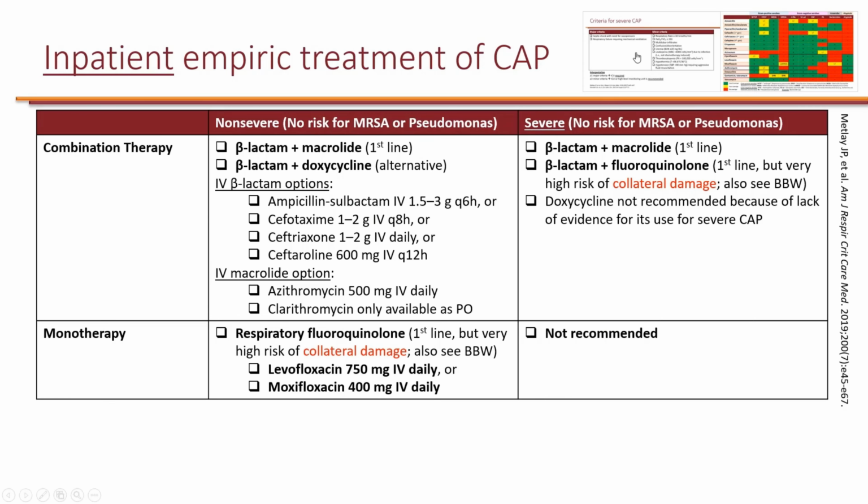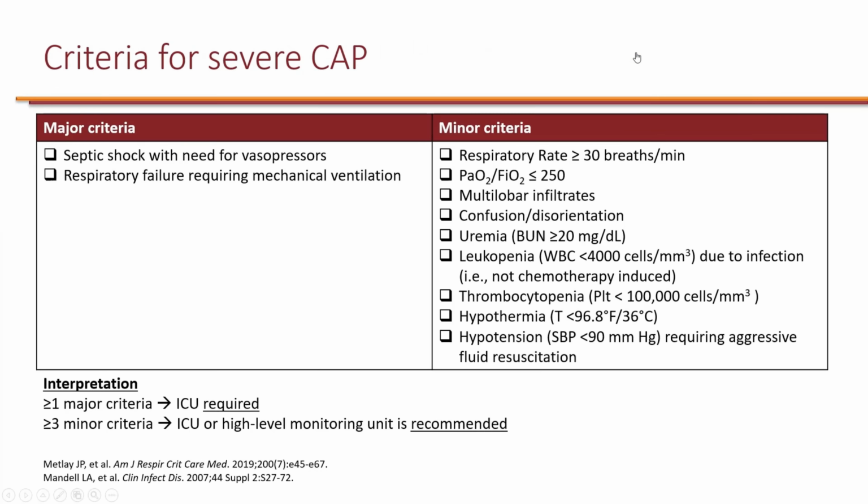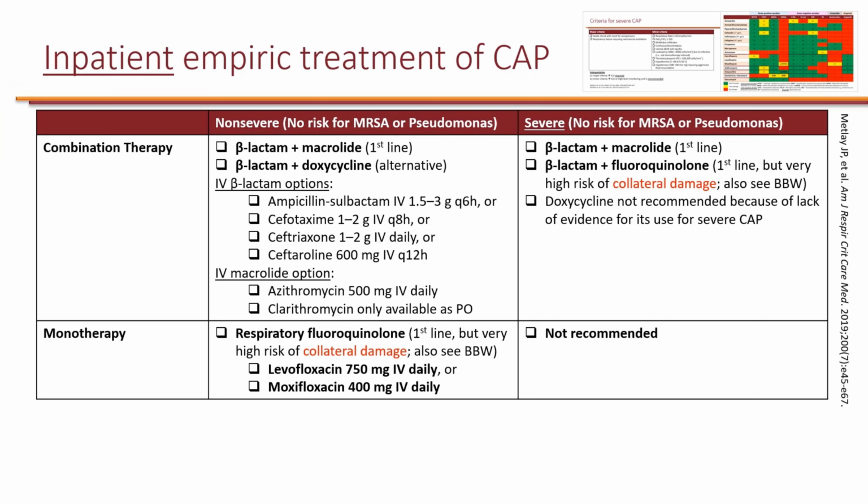So basically, earlier we looked at criteria for severe CAP and non-severe. If somebody has either one of these major criteria, or if they have at least 3 of the minor criteria, they would have severe CAP, and if they don't, they will have non-severe CAP. The significance of severe CAP is the increased risk of mortality. Because patients are more likely to die from CAP if they have severe CAP, you want to make sure that you have an optimal regimen for those patients.